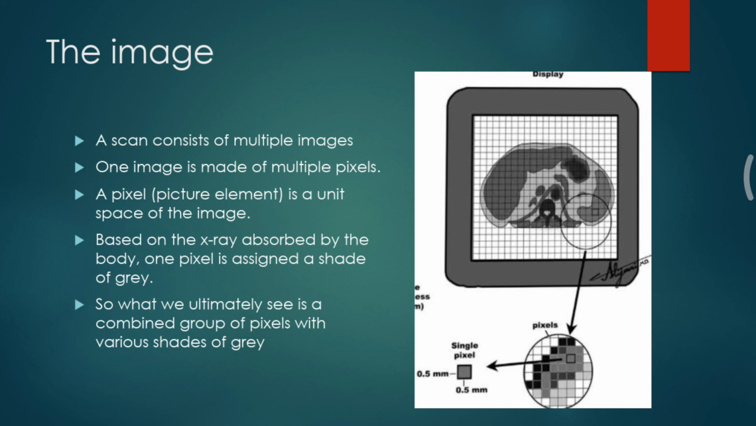Each of the pixels has different shades of gray. So if you have taken a bone, then the shade of gray would be very light. It will be more whitish. If you have taken the other structures, the shades of gray would be different. So what we see ultimately is a combined group of pixels with various shades of gray within one single image.